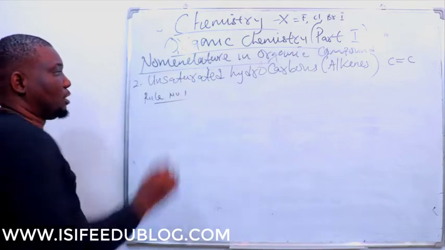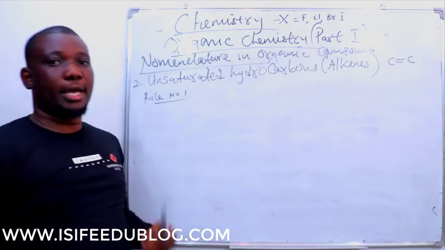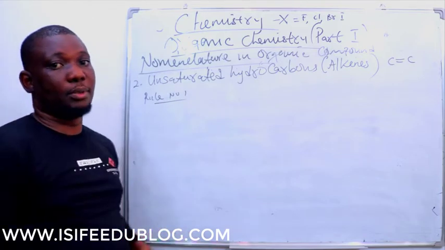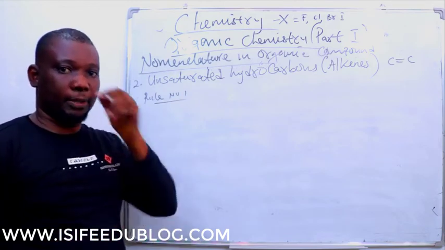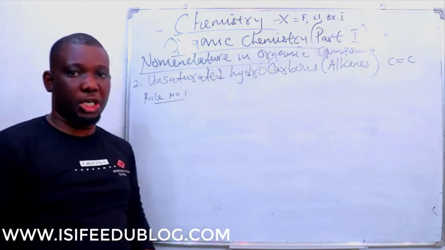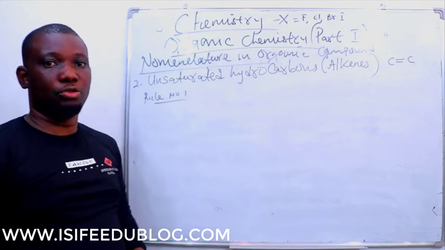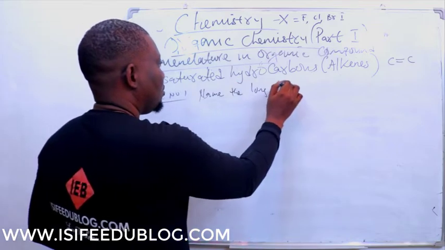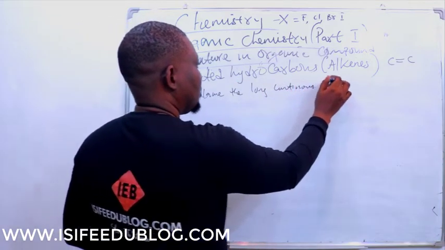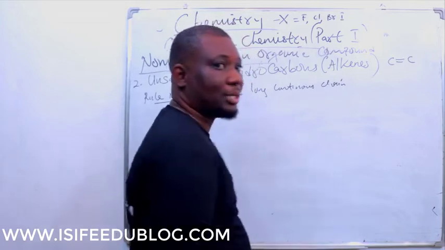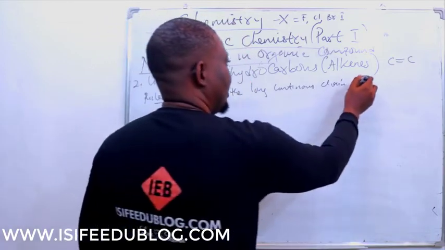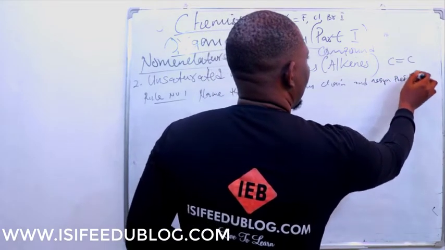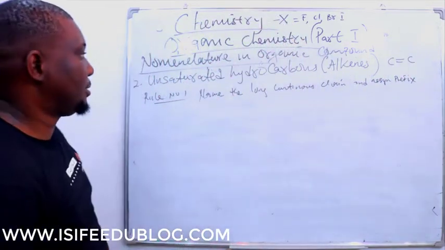Rule number 1. Just like in the rules for saturated hydrocarbons, for these unsaturated hydrocarbons, first of all we have to name the long chain, the long continuous chain. That's rule number 1: name the long continuous chain and assign the prefix.